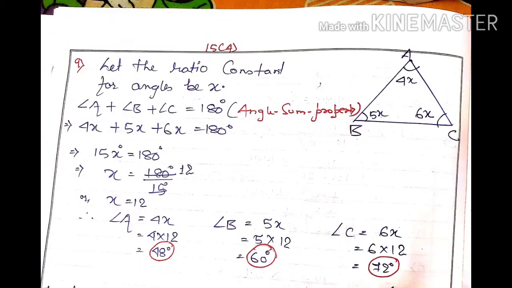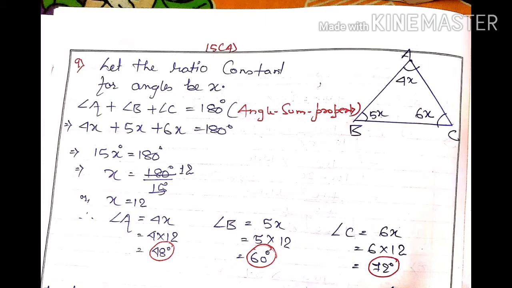In this question the diagram is not there, so first you will make the diagram of triangle ABC by yourself. Now see, let the ratio constant for angles be x. So A will be 4x, B will be 5x and C will be 6x. Which property do we know? Angle sum property. Angle A plus angle B plus angle C is equal to 180 degrees. So put the value, do the calculation.